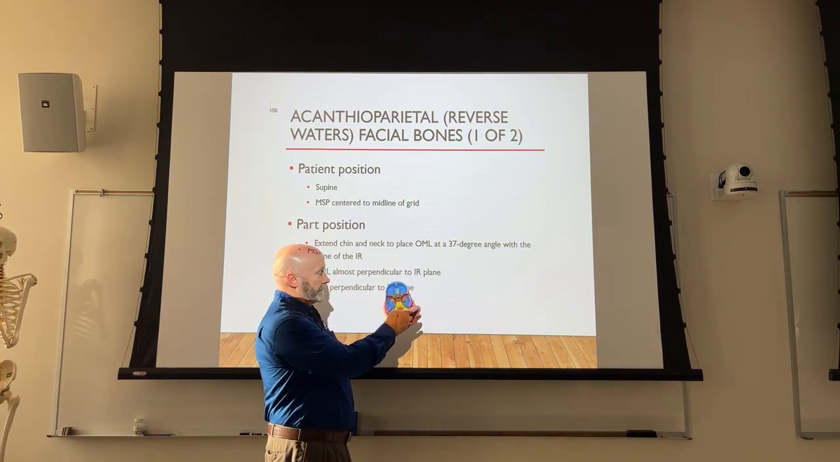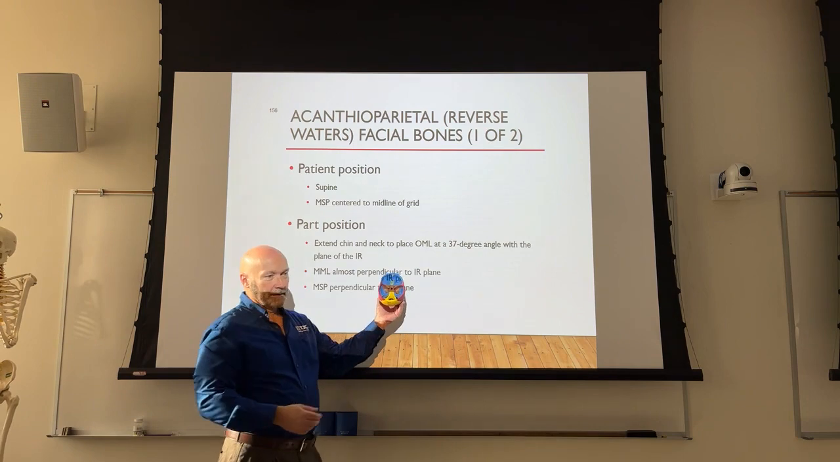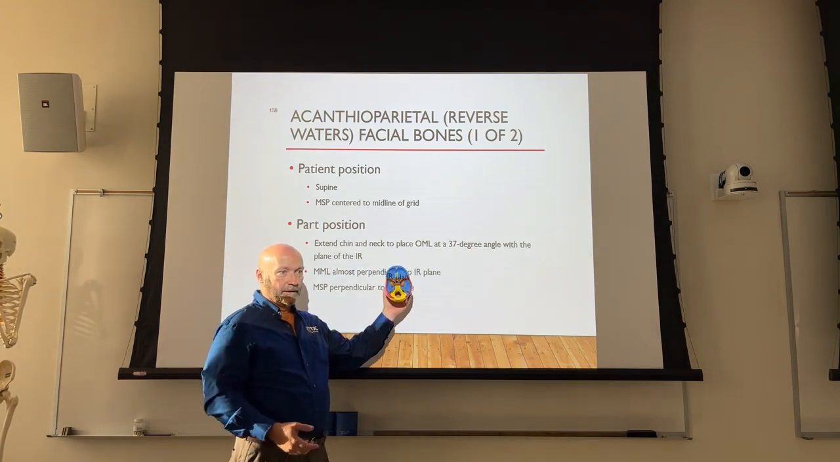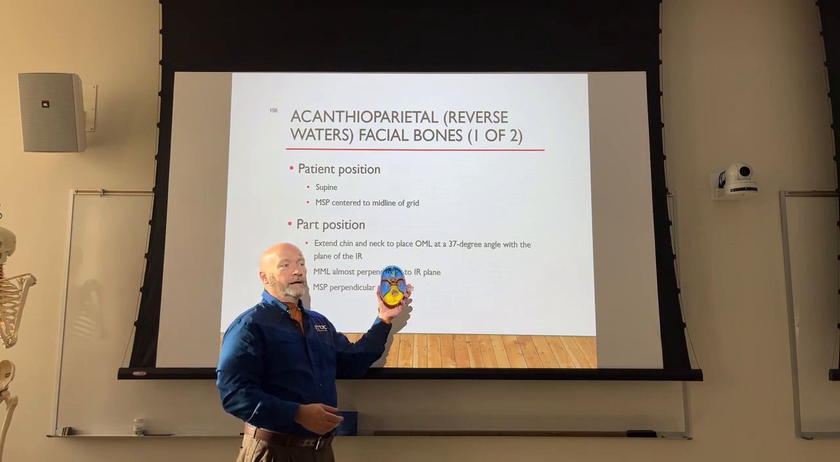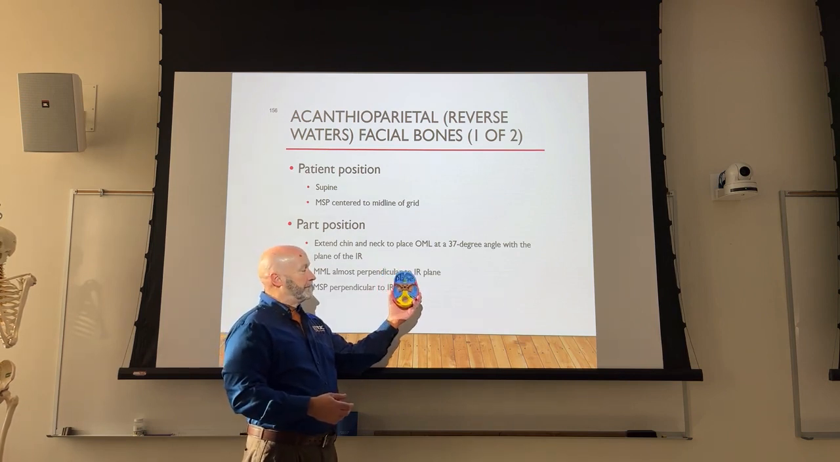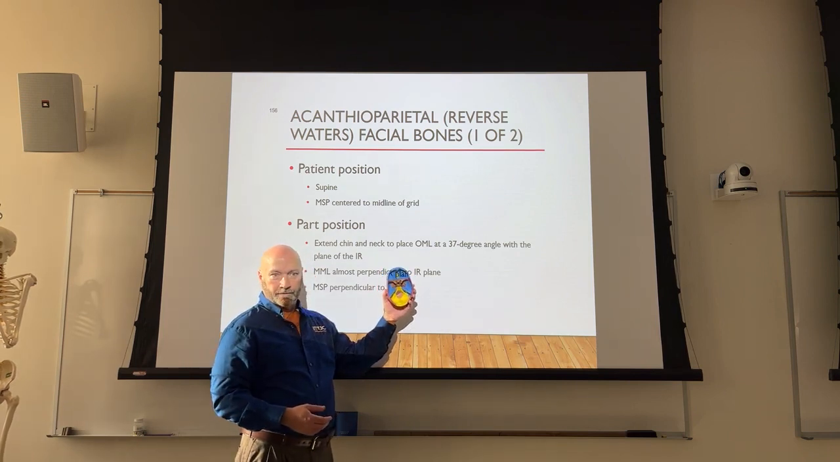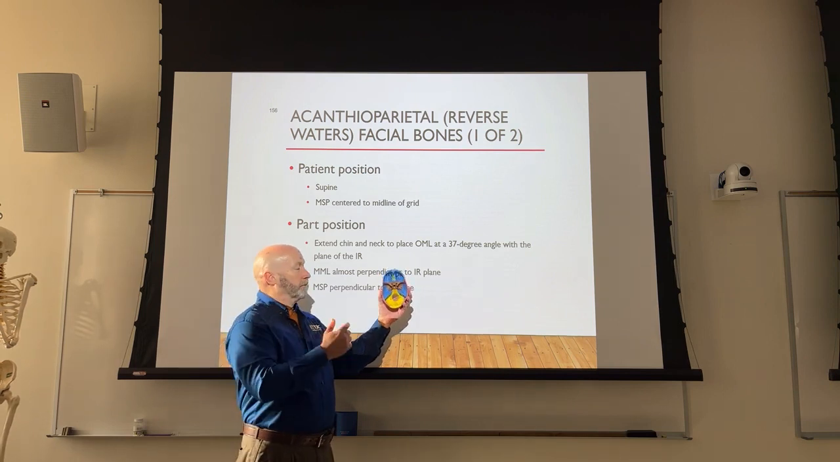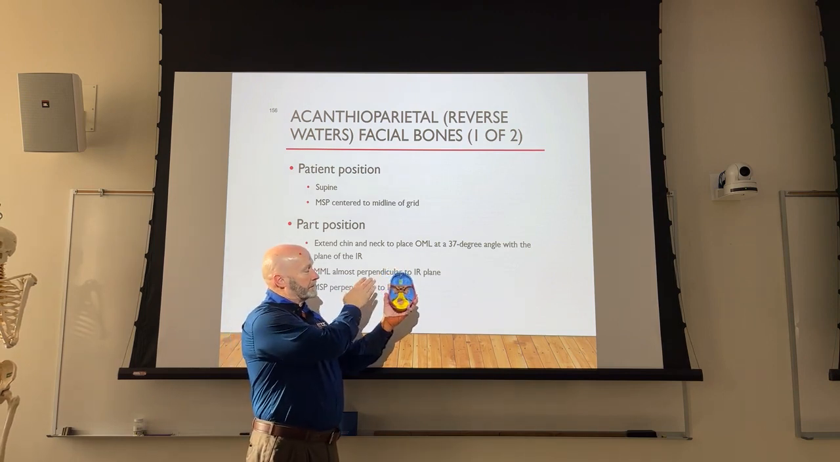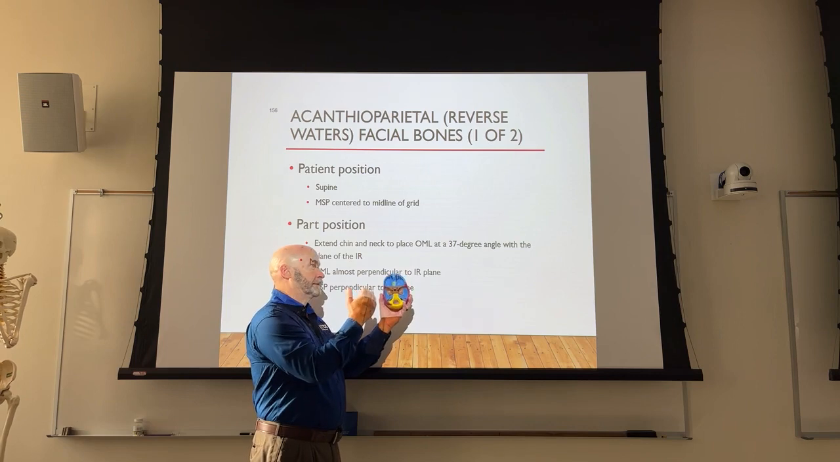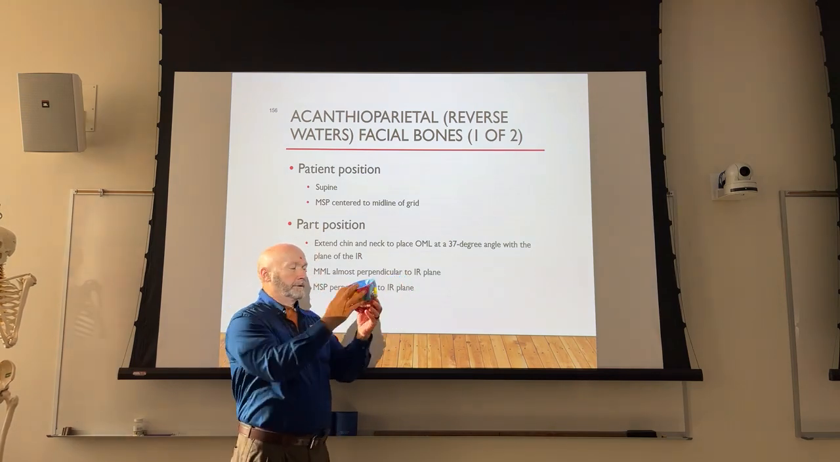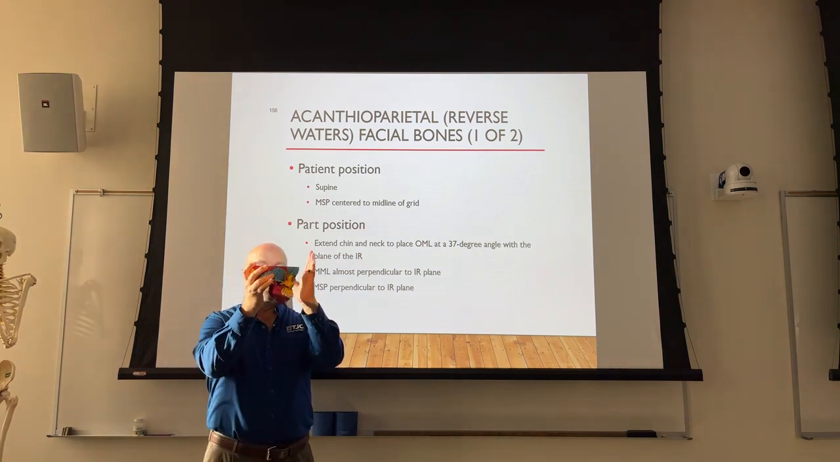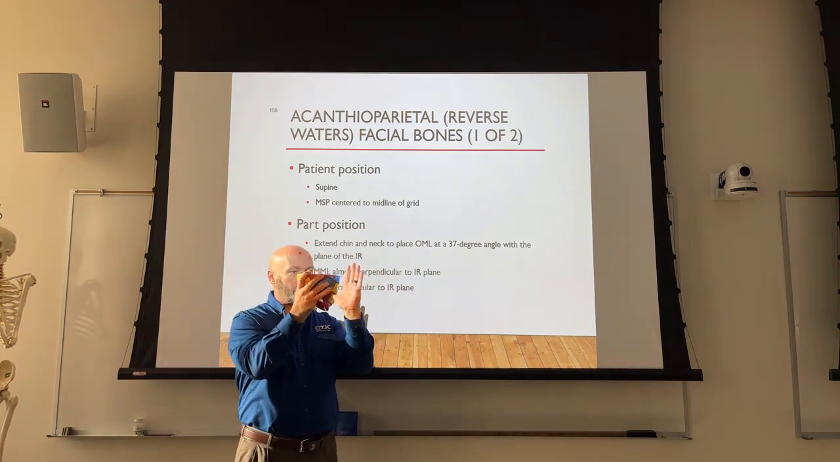Parietoacanthial projection, right, is your Waters. A 57 Waters is going to sound like we need to bring the chin back further, right? So you've got 55 Waters. It seems like, going from 37 to 55, the chin needs to come back further, right? But remember that what we're looking at is the orbitomeatal line and its relationship to the image receptor. So if the image receptor is here, what is my orbitomeatal line's orientation to it?